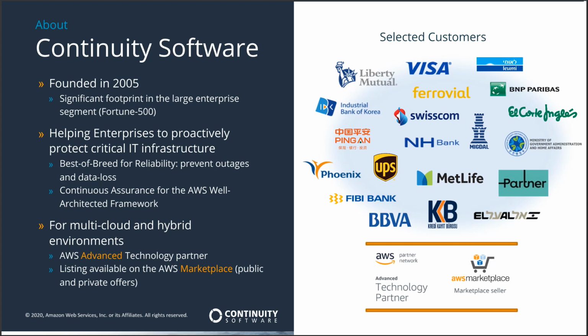So our focus currently in the public cloud domain is to provide the best of breed for reliability with a focus on outage and data loss prevention, and continuous assurance for the AWS Well-Architected Framework, covering all 5 pillars. And as Rob mentioned, we are an advanced technology partner of AWS, also listed on the AWS Marketplace, both for public and private listings.